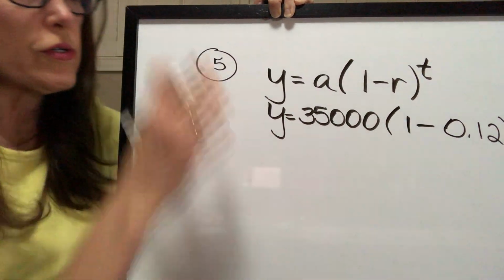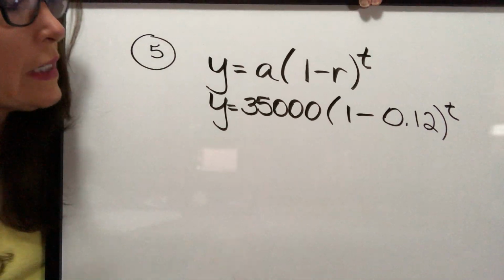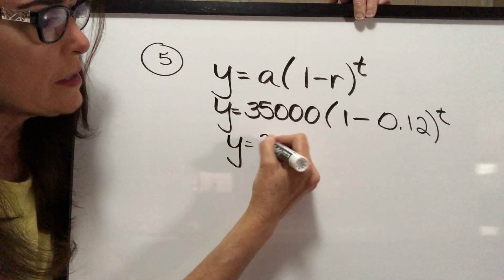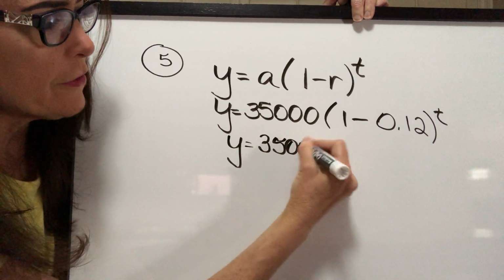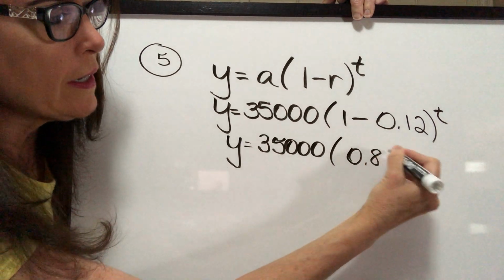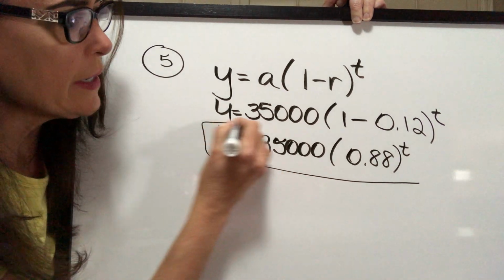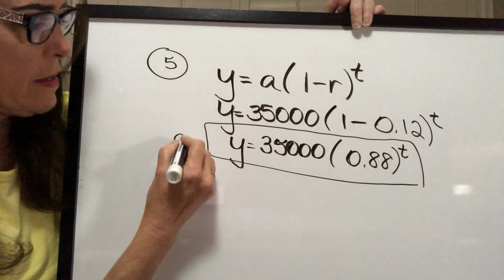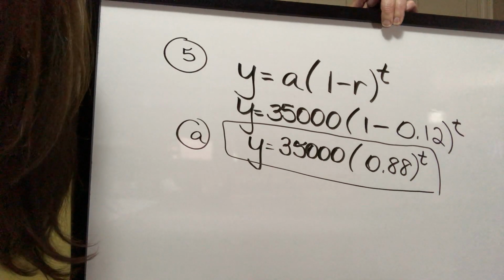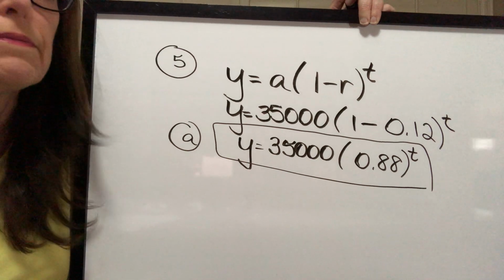Now the t is there so that you can put any number of years in that you need to know. I'm going to simplify this just a little bit more, like keep the 35,000 there, but 1 minus 0.12 is the same thing as 0.88 raised to the t power. So this would be the answer for part A, which asked you to find an equation that could be used to find the value for any given year.